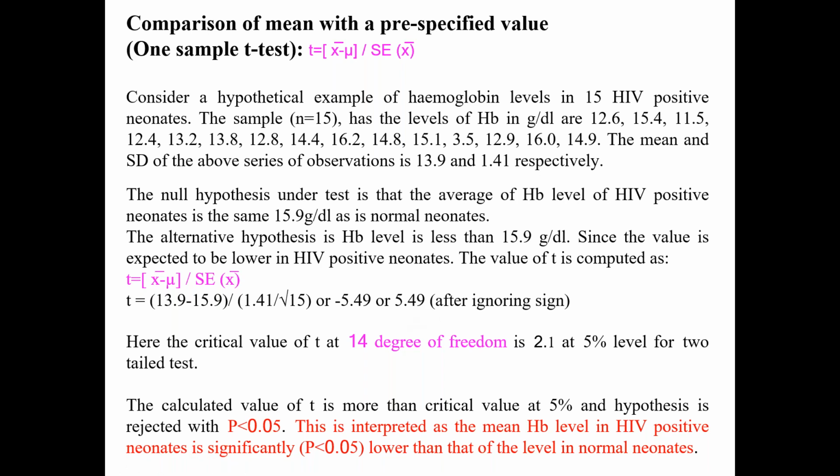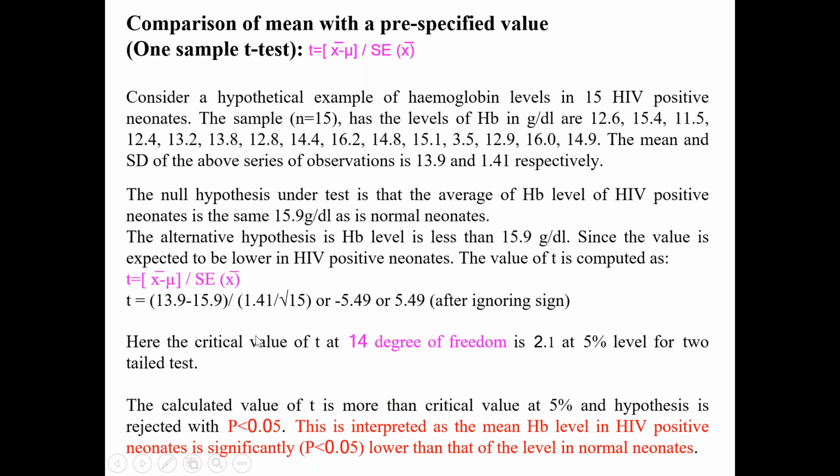All right. So we use another term which is known as degree of freedom, and we try to calculate it. The degree of freedom here is n minus 1, where n is the sample size. So 15 minus 1 becomes 14 degrees of freedom.